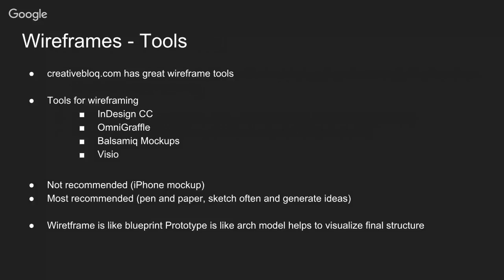What's not recommended is the iPhone mockup. Pretty much you're just doing a mockup for iPhone only, so you don't know what it's going to look like when you try to scale it. Then the best recommendation is pen and paper, sketch often, and generate ideas. So a wireframe is like a blueprint, and then a prototype is like the architectural model that helps to visualize the final structure.